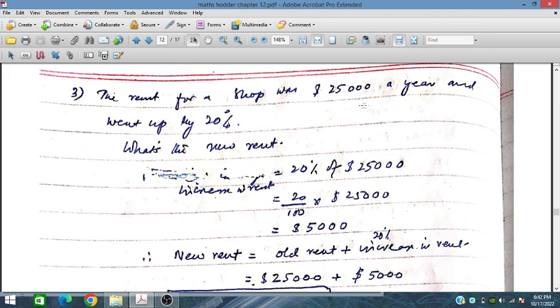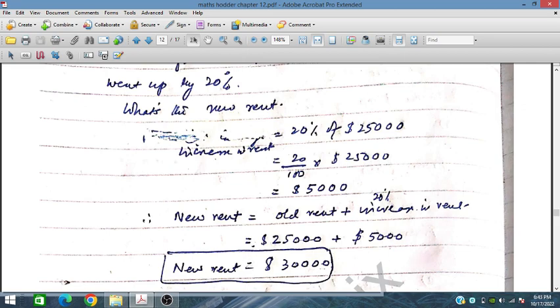The rent for a shop was $25,000 a year and went up by 20%. So the 20% of this 25,000 is equal to 20 divided by 100 multiplied by 25,000, which is equal to 5,000. So the 5,000 amount has increased. Now the new rent is equal to the old rent plus the increase. So the new rent will be $25,000 plus $5,000, which is equal to $30,000 per year.